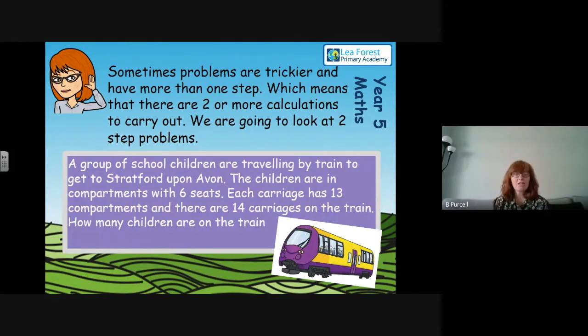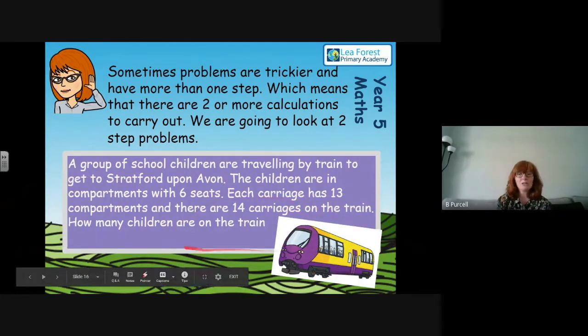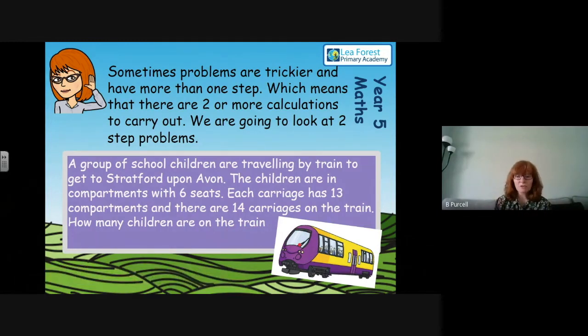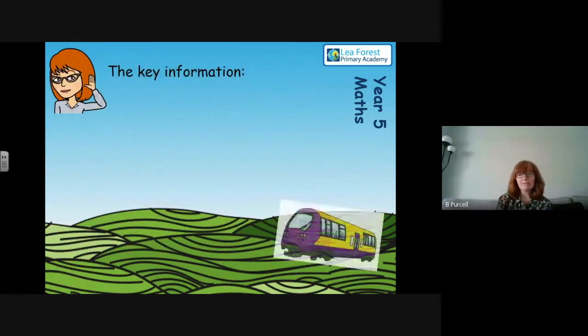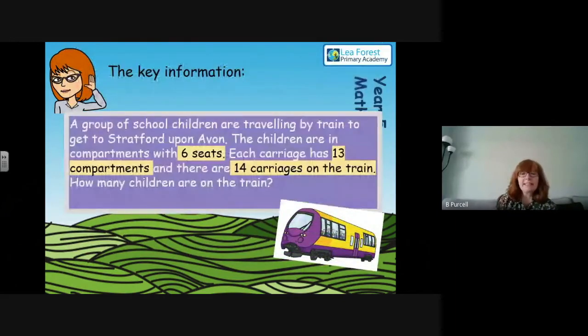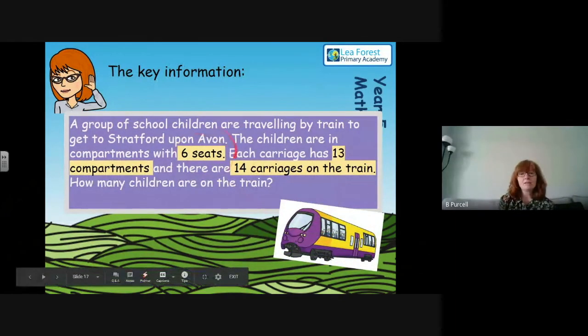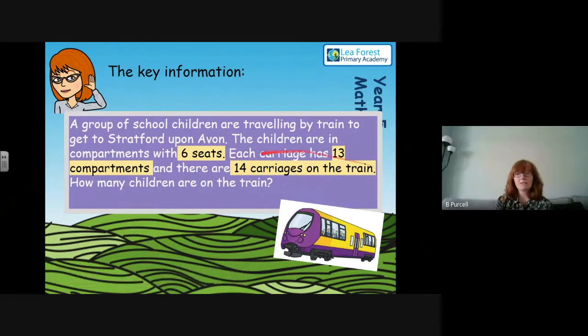Each carriage has 13 compartments and there are 14 carriages on the train. So again, numbers. So these must be important. And of course, the question, how many children are on the train, that is what I've got to know at the end of this problem. The key information. I was right. The key information is that there are 6 seats and each carriage has 13 compartments and there are 14 carriages on the train. So now what do I do with that information?